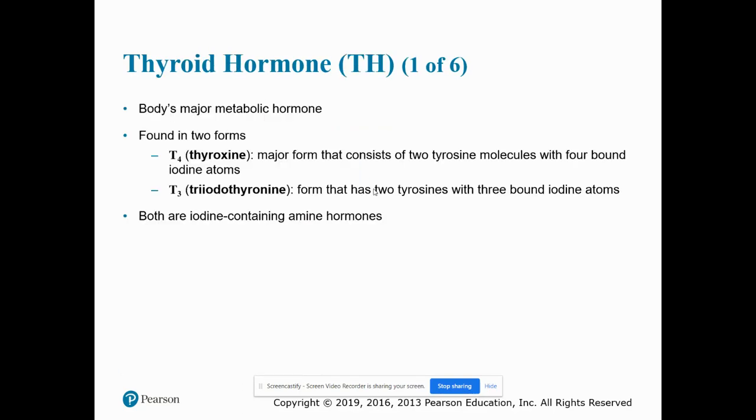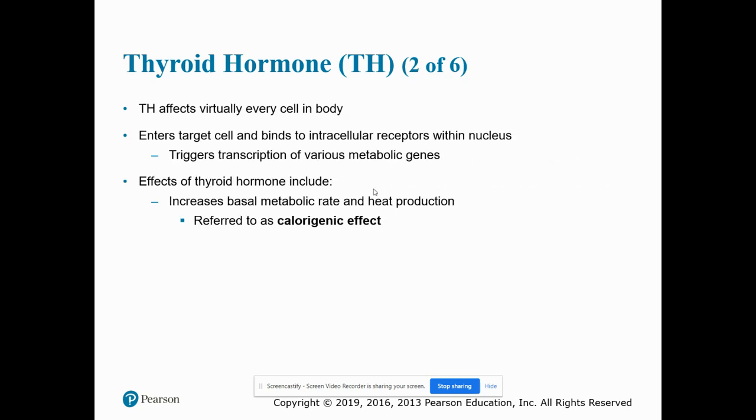So thyroid hormone is the body's major metabolic hormone. It's found in two forms. T4, or thyroxine, is a major form that consists of two tyrosine molecules with four bound iodine atoms, and T3, which is triiodothyronine, has two tyrosines with three bound iodine atoms. Both are iodine-containing amine hormones. Thyroid hormone affects virtually every cell in the body.